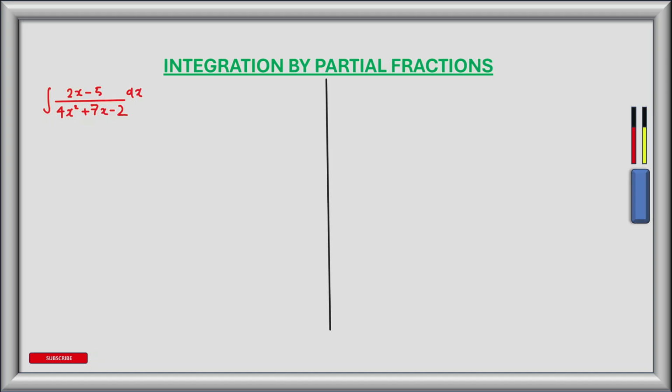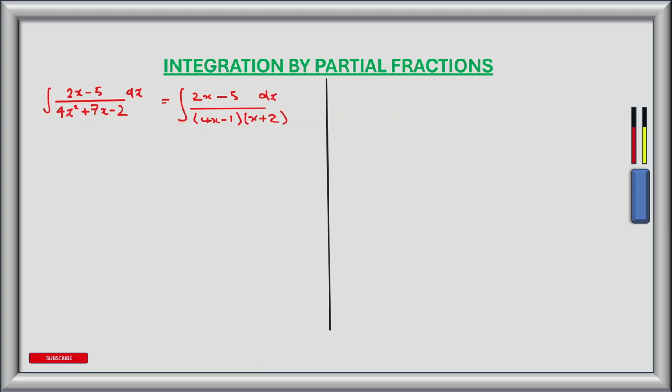We want to find the indefinite integral of 2x minus 5 divided by 4x squared plus 7x minus 2. Note that the degree of the numerator is less than the degree of the denominator. Firstly, let's factorize the denominator and write the expression as follows. So it's the integral of 2x minus 5 divided by 4x minus 1 multiplied by x plus 2 dx.